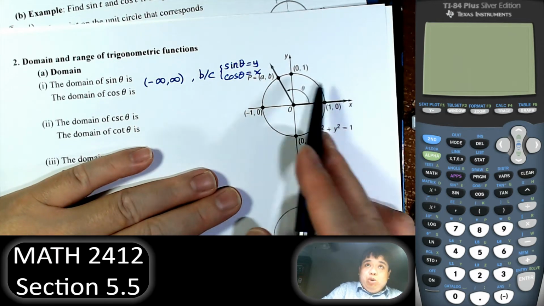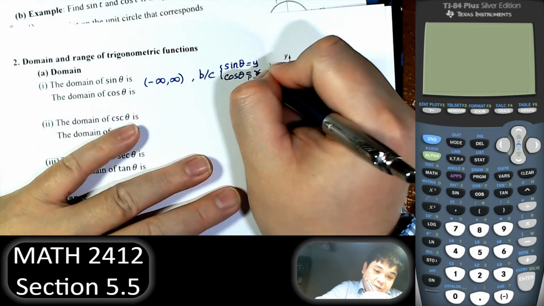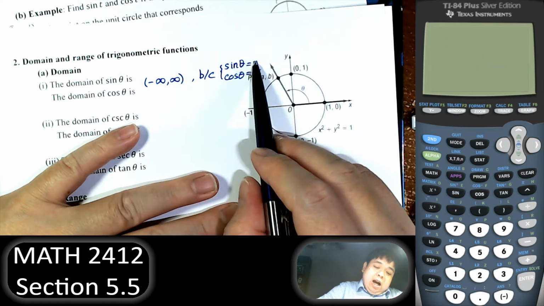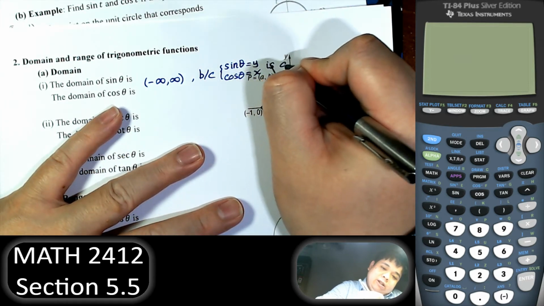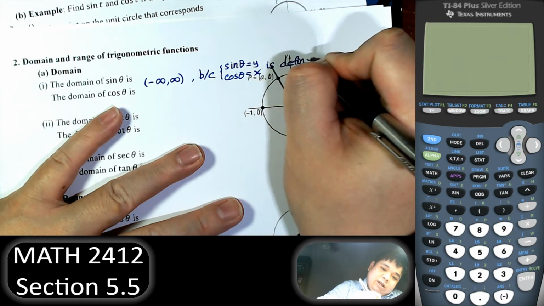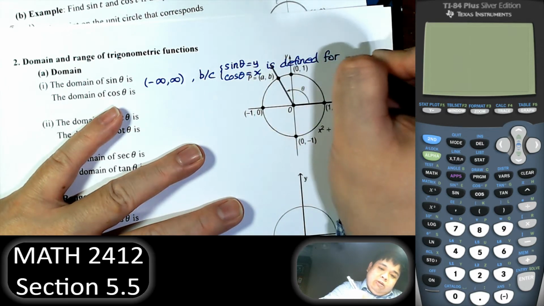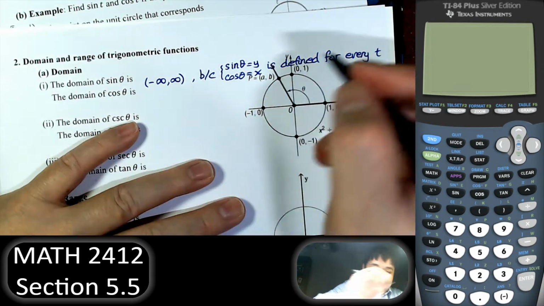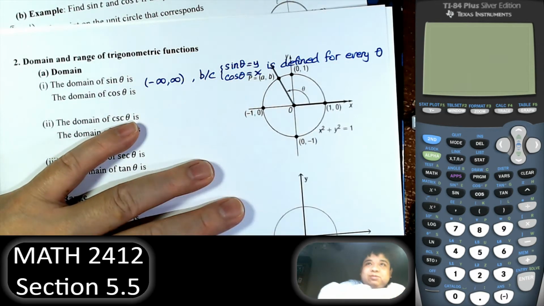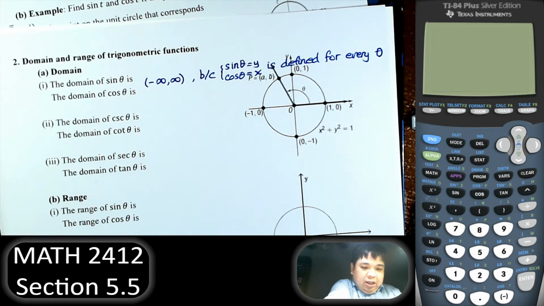If we're talking about the unit circle, right? So r is equal to 1. Because of that, it is defined everywhere. It is defined for every t, or every theta. Right. So now we refer to the unit circle only.